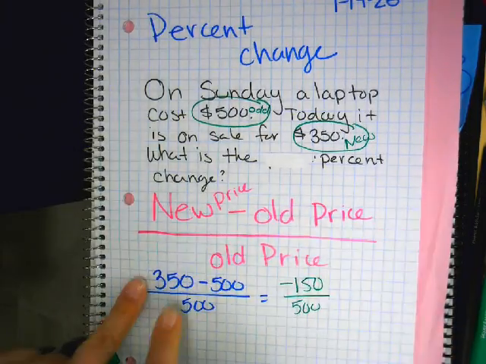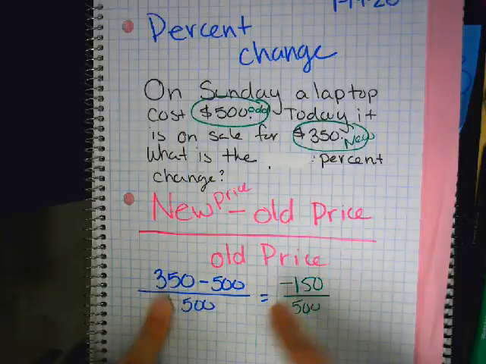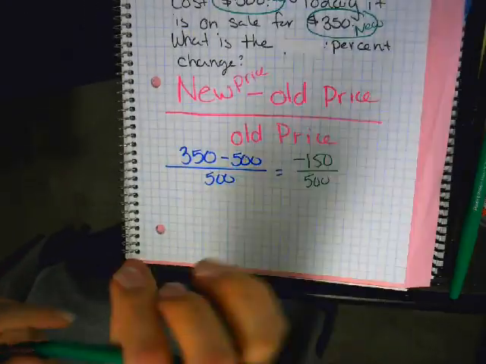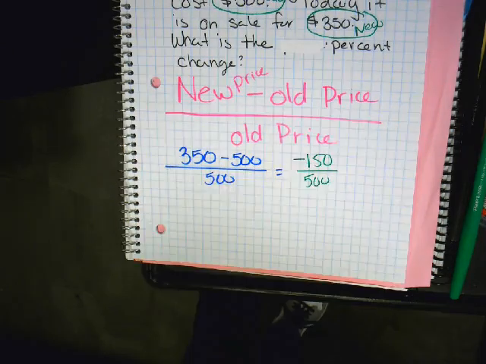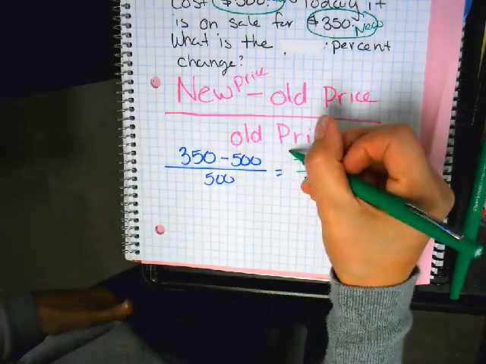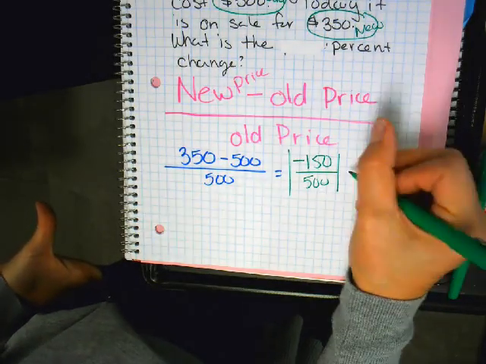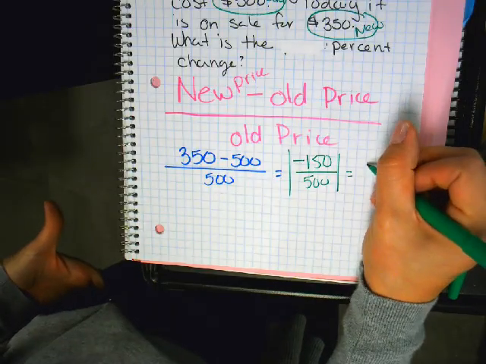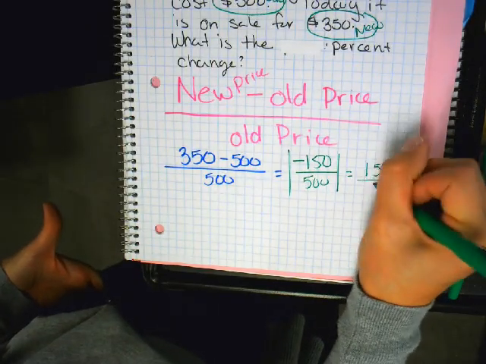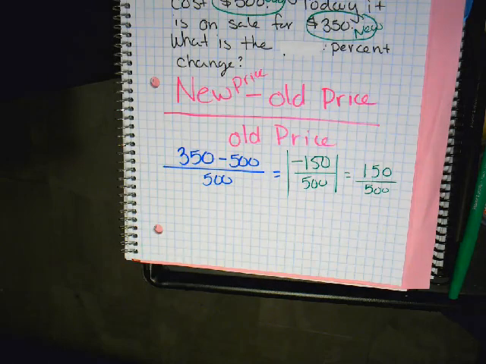Because look at what you start with, 350. That's a small number, right? Compared to 500. So it will be negative. What does the negative mean? The negative means that the price went down. What I didn't tell you is there's actually absolute value bars. Does anybody know what happens when you have absolute value? Very good. It turns into a positive. So we can technically ignore the negative, but the negative does tell you that the price went down.